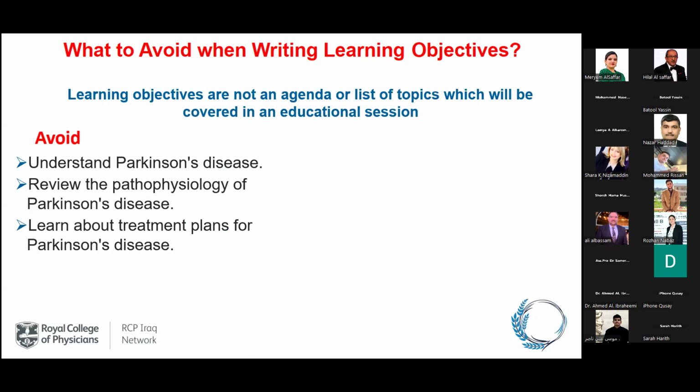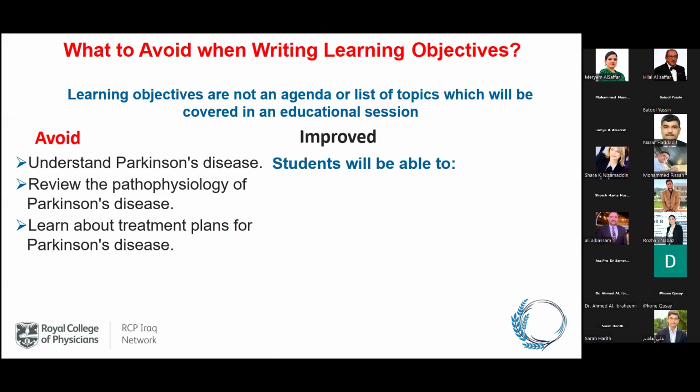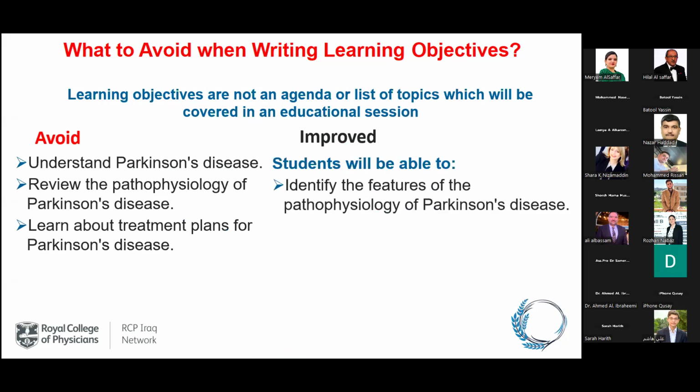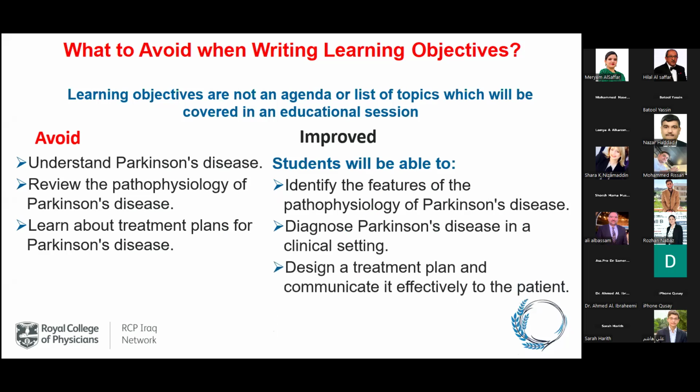You can see all these verbs used here are not measurable. Understand, learn. How can I assess the understanding of the students? How can I assess the learning ability of my students? Okay, it is better to write it in this way: identify the features of the pathophysiology of Parkinson's disease. So when I'm going to assess my students, I want them to identify for me the features or the pathophysiological changes in Parkinson's disease. I want them to diagnose Parkinson's disease in a clinical setting. I want them to design a treatment plan and communicate it effectively to their patients.